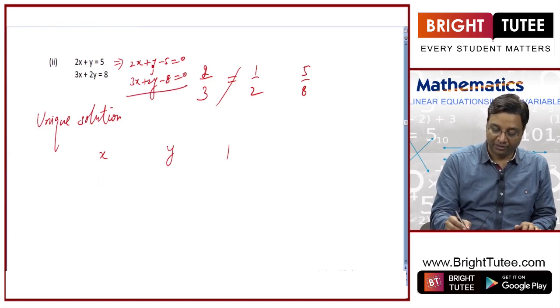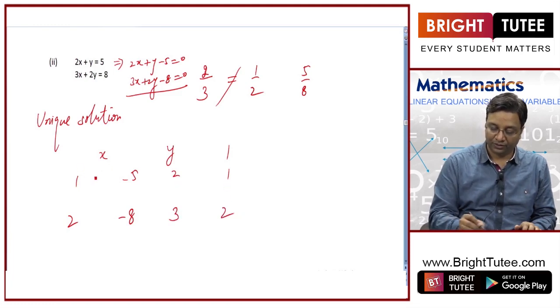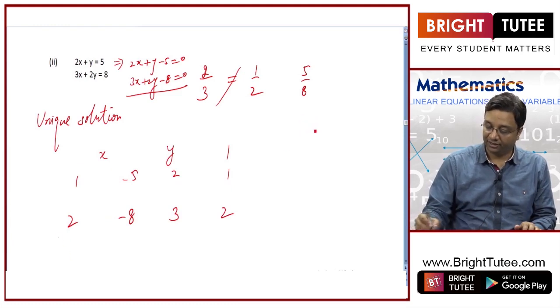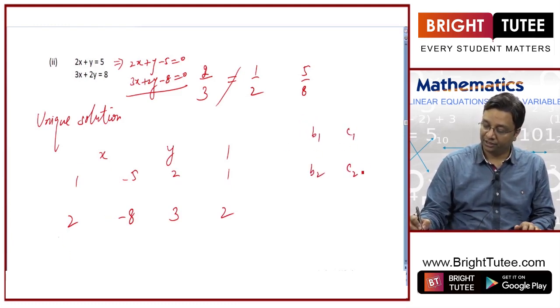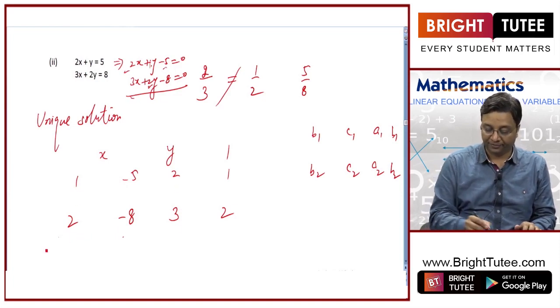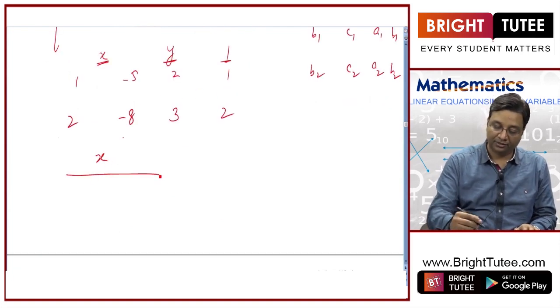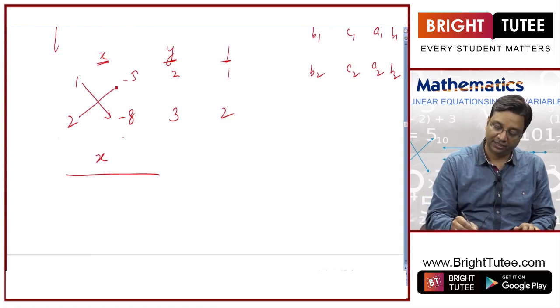Now here I will write 1, 2, minus 5, minus 8, 2, 3 and then again 1, 2, right? What I am writing here is b1, b2, c1, c2, a1, a2 and then b1, b2 again. b1, b2 means coefficient of y here 1 and b2 means 2, 1, 2, minus 5, minus 8, 2, 3 and then this 1, 2 again, and x, y, 1.